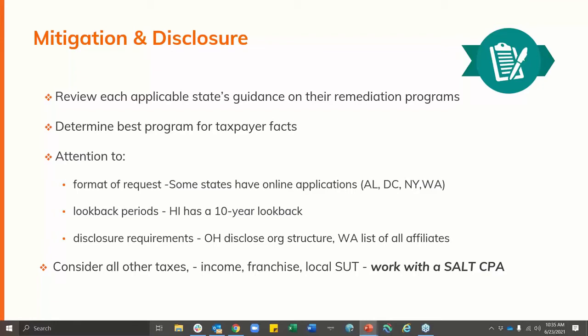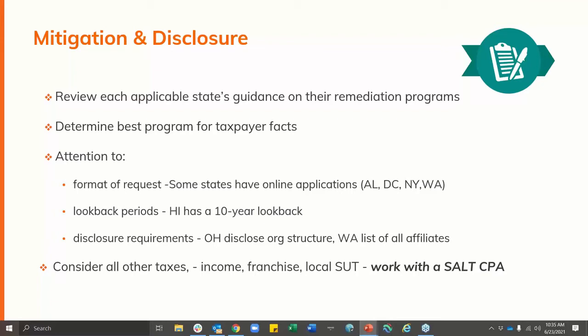There are online applications, like in Washington, that type of thing. How long is the look back period? Say Hawaii is 10 years. That's an ouch, and they have a gross receipts related tax, so big ouch there.